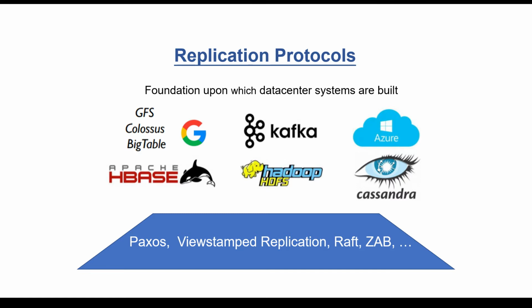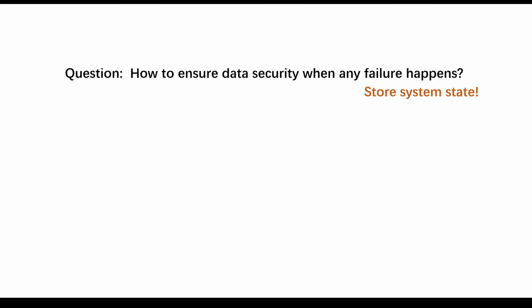For example, state machine replication. Here is a question now. Now we have the distributed system, but how could we ensure data security if any failure happens? And the answer is obvious: we need to store the system state, or need a backup of the data.